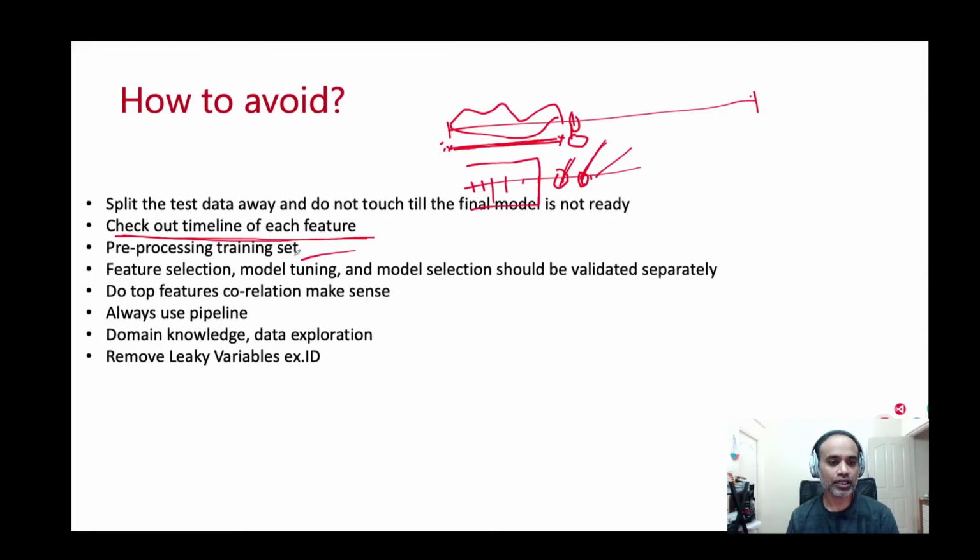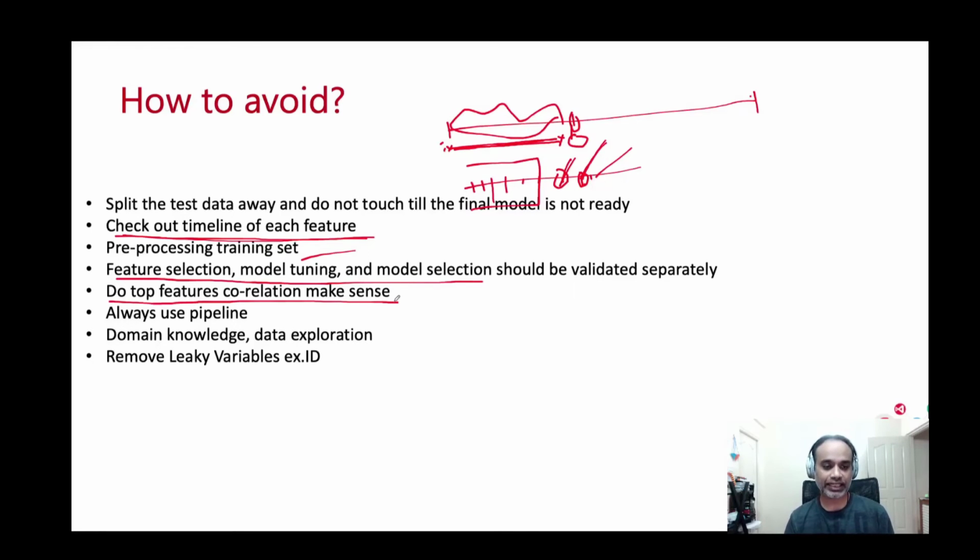Pre-processing, as I said, like imputation of missing values, is one kind of pre-processing. You should not do it with the whole data set; rather, do it with only the train set. As I talked about feature selection, model tuning and model selection, you should do these separately. Think of them as different models, and use different cross folds for finding them out. Do the top feature correlations make sense, if you are finding out the correlation matrix during your exploratory analysis? If you see the relationship between the target variable and another variable is really 100%, then you start thinking: is it really available to me during my prediction time?